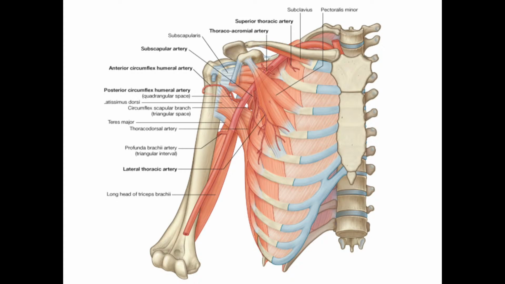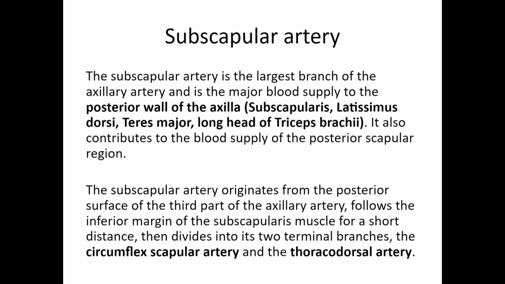Another branch that is really important is the subscapular artery. The subscapular artery is the largest branch of the axillary artery, and its major blood supply is to the posterior walls of the axilla, which consist of the subscapularis muscle, latissimus dorsi, teres major, and the long head of triceps brachii. So mostly the huge muscles that take part in the movement of our scapula and arm are supplied by the subscapular arteries.